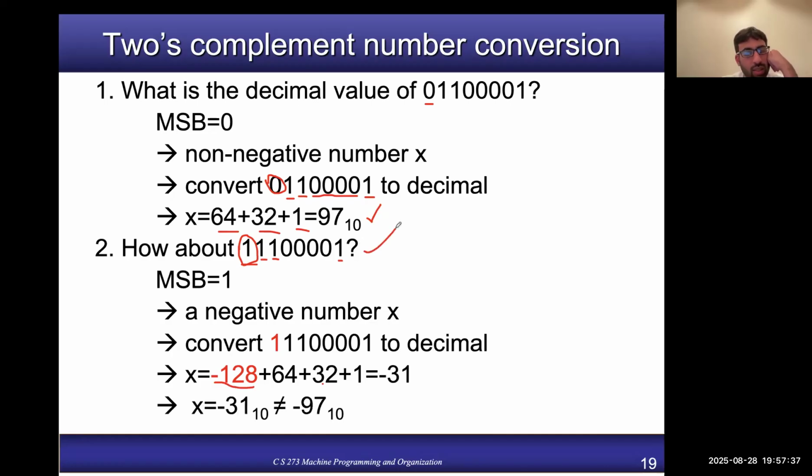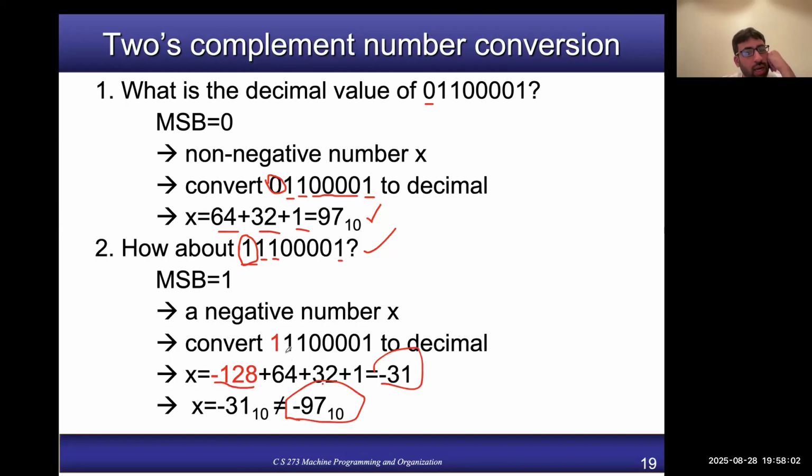Okay. So any questions here? And this is important to note here. This binary is equal to minus 31. It's not equal to minus 97.